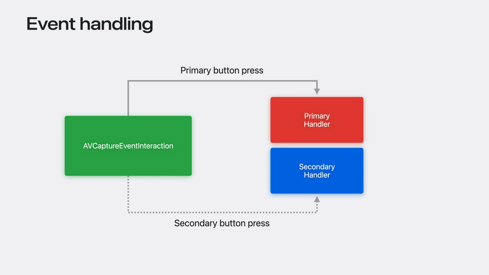AV Capture Event Interaction also gives you the ability to distinguish button presses between primary and secondary actions. A button press triggers a capture notification that is sent only to its designated handler. Primary actions are triggered by the volume down button, action button, and the camera control, while the secondary action is triggered by the volume up button. The same button cannot trigger both handlers as they are designed to represent distinct actions. The secondary handler is optional. If it's not specified, the volume up click will trigger the primary action. Such design introduces modularity into your app and gives you more flexibility in designing great camera experience for your users.